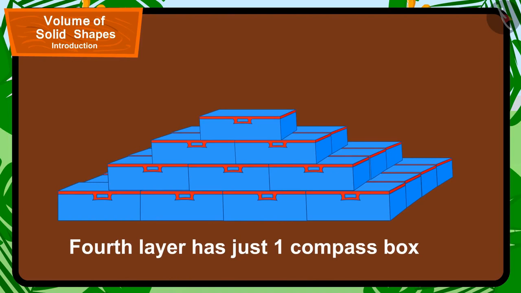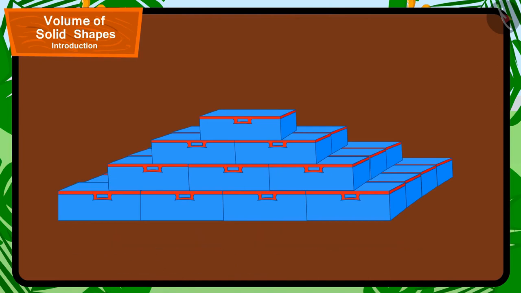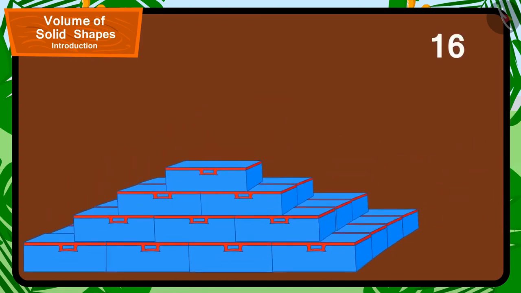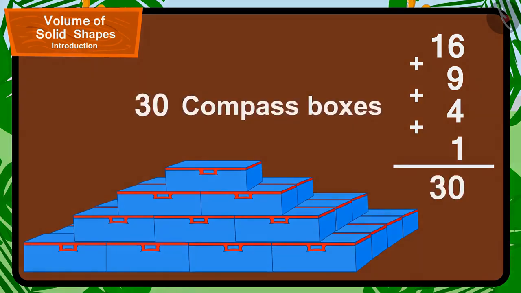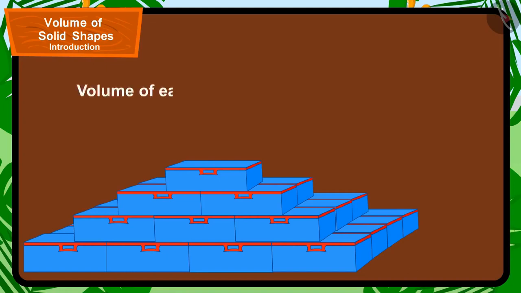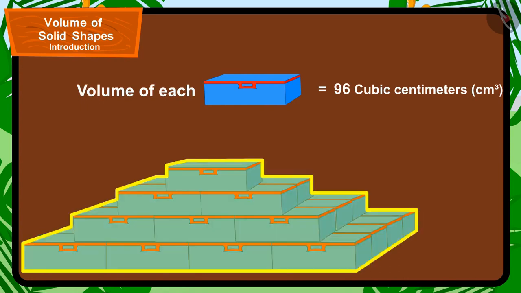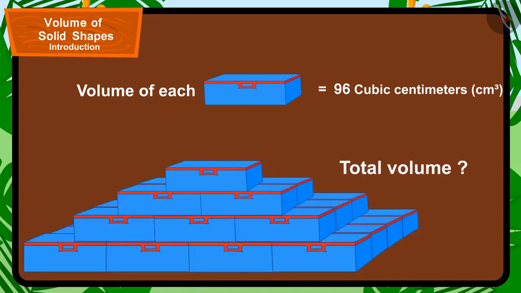Thus, to find the total number of compass boxes in this shape, we need to add the number of compass boxes that are included in all these layers. So, in this shape, by adding 16 plus 9 plus 4 plus 1, we get 30 compass boxes. Children, if the volume of each compass box is equal to 96 centimeter cube, can you find out how many centimeter cubes will be the total volume of all compass boxes being used in this shape? If you want, you can stop the video and find the answer.